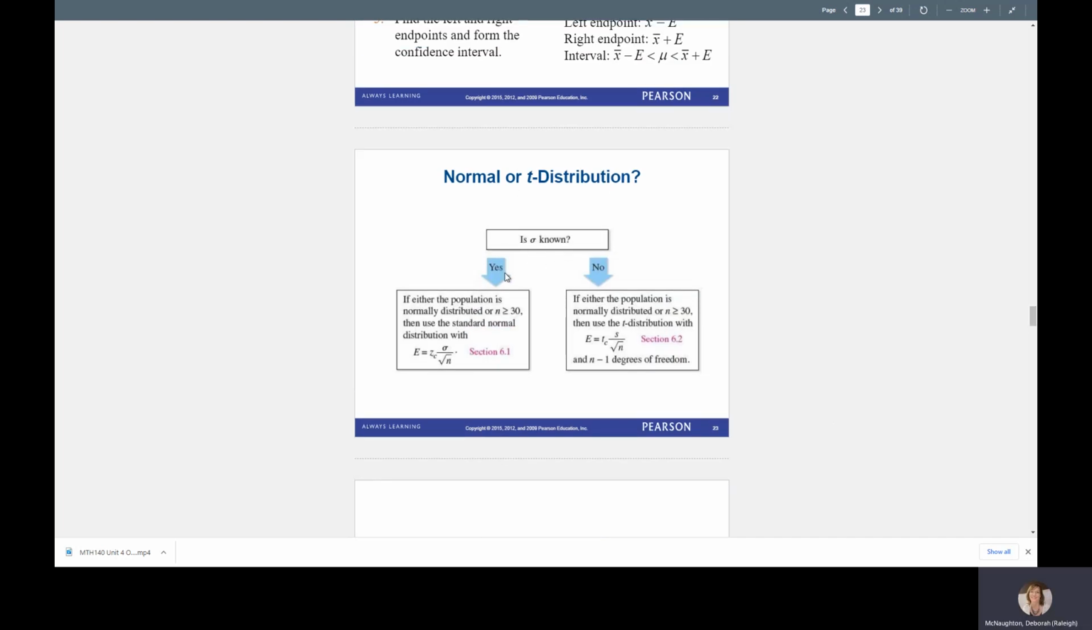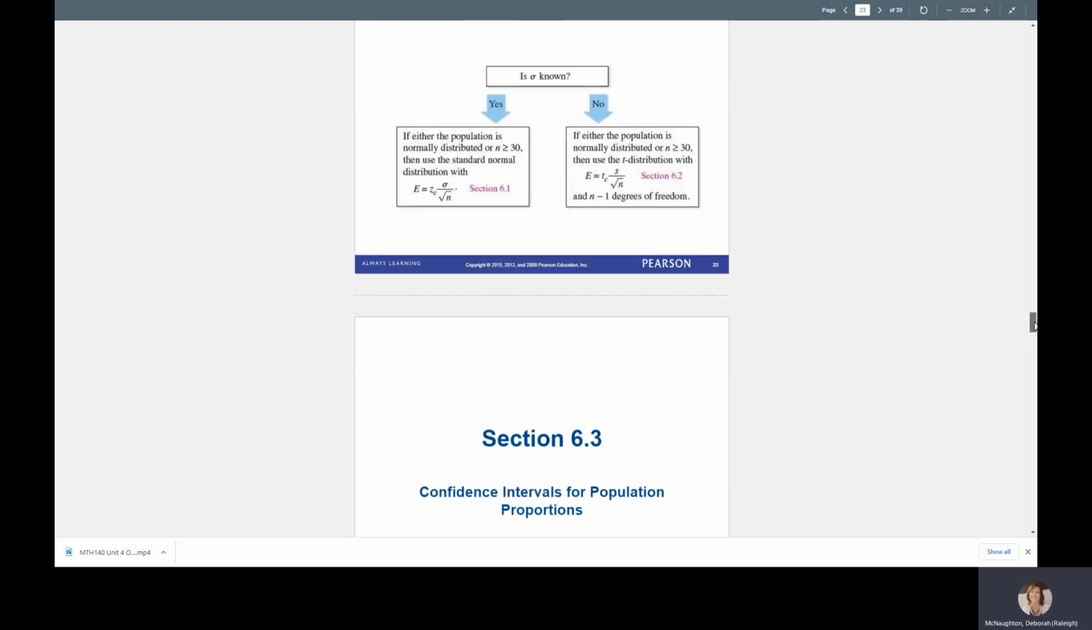So how do we know which one to use? If sigma is known, and the population is normal or n is greater than or equal to 30, we'll use the standard normal distribution. Okay, and e will be z times sigma over the square root of n. If the population is normal or n is greater than 30, but sigma is not known, then we'll use a t distribution. And the margin of error will be t times s over the square root of n. And when we look up this t value, we use n minus 1 degrees of freedom. So that is the end of section 6.2.